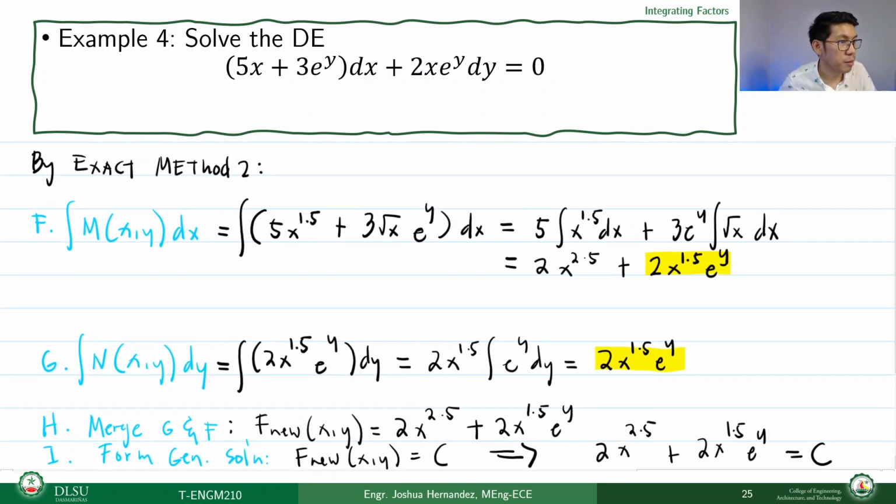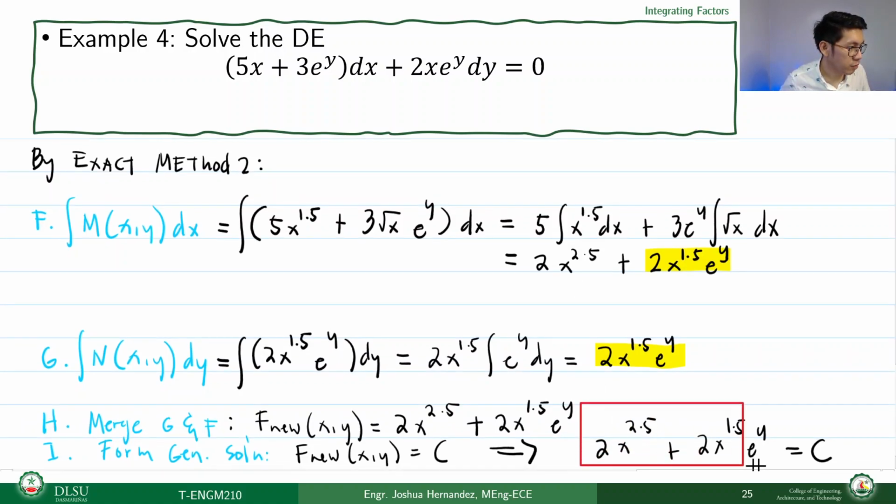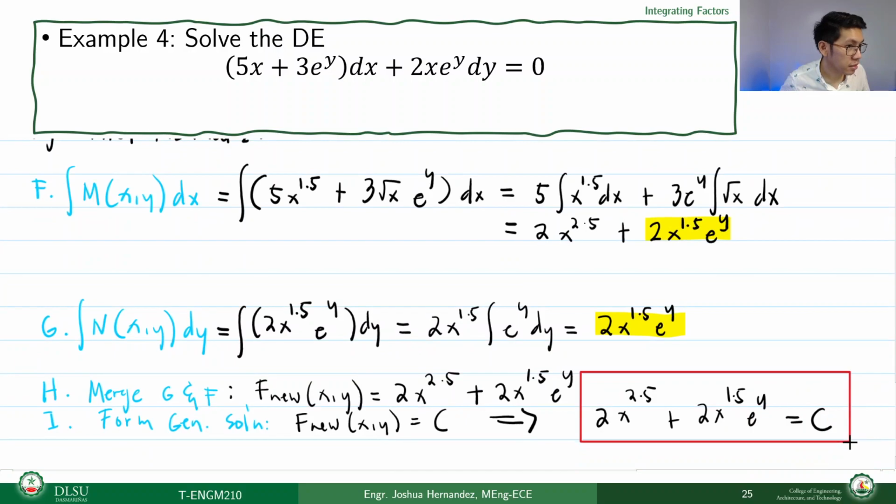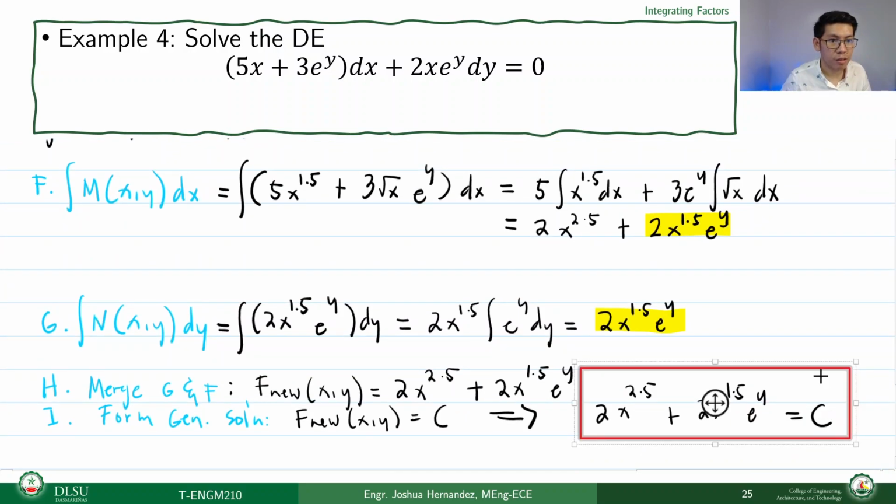Oops, sorry about that. Final answer is this one. Okay. 2x raised to 2.5 plus 2x raised to 1.5 e to the y equals c. All right.